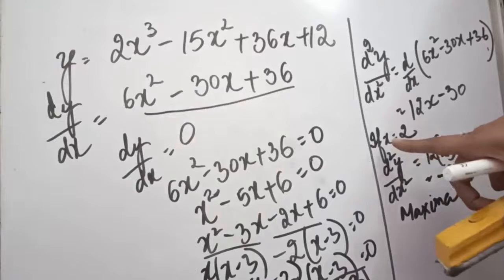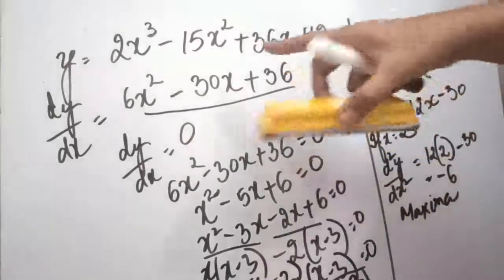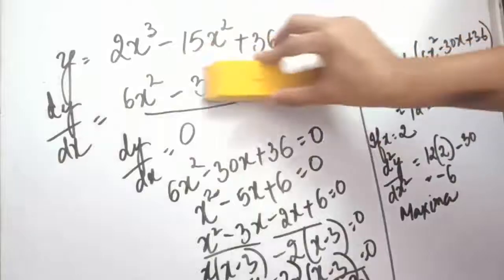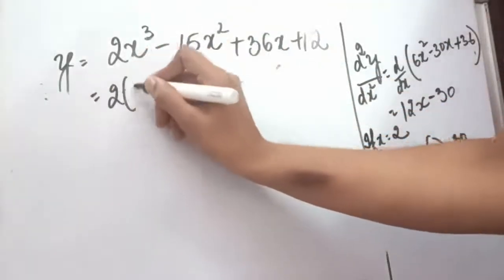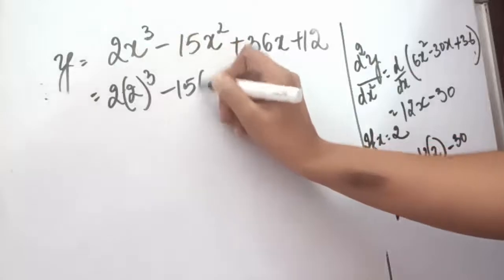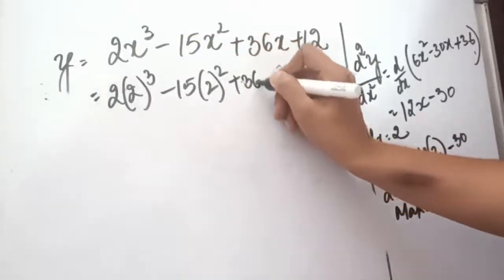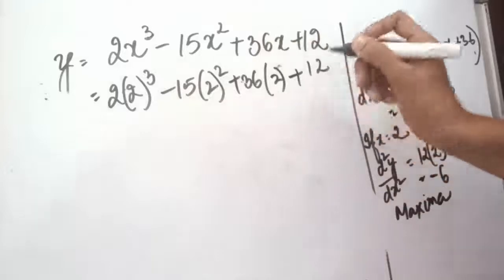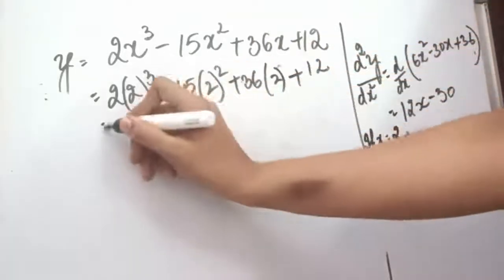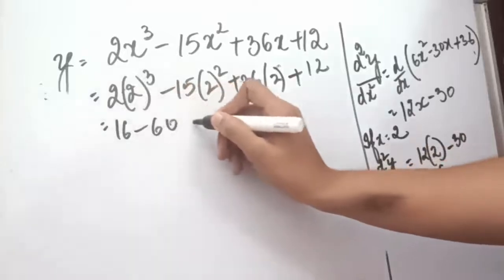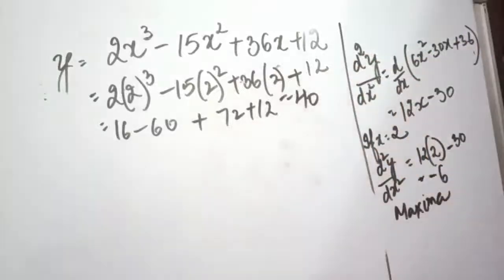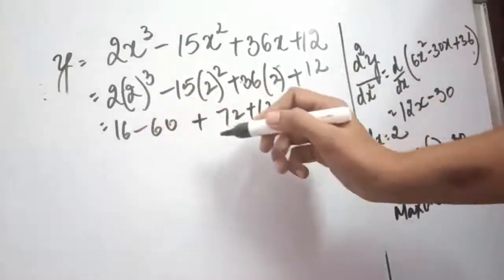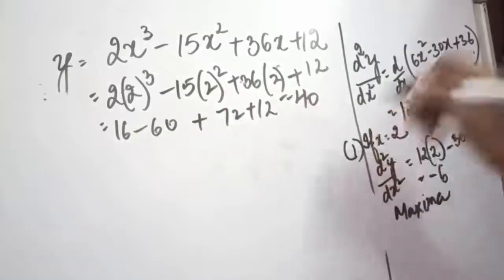Now what we will do is put this x equals 2 in our main question. So our main question is this, and we will put the value x equal to 2 in this. When you put this value 2 into the main equation, you will get a solution like this. So it will be 16 minus 60 plus 72 plus 12. So our answer for the maximum value is 40. This is the first answer we have got. So from here we have got the maxima value.